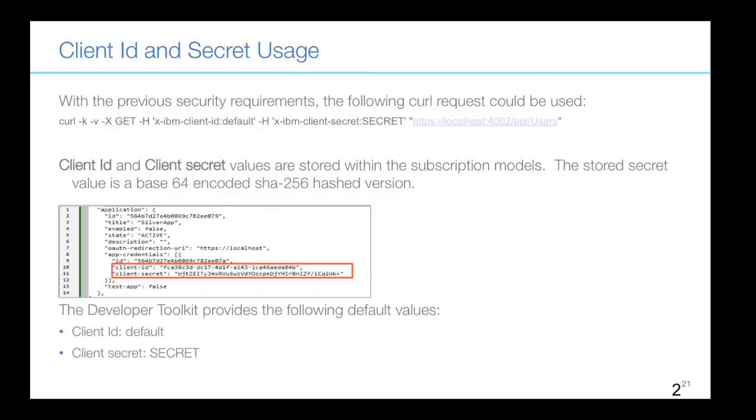Well, right, it's just in the request itself. So if you're running on the toolkit, then that client ID with the ID of default and the secret of secret will be allowed through. But if you were running that same Swagger on a DataPower appliance, then you would have all of the real client IDs and client secrets, and they would be validated against the APIM database.